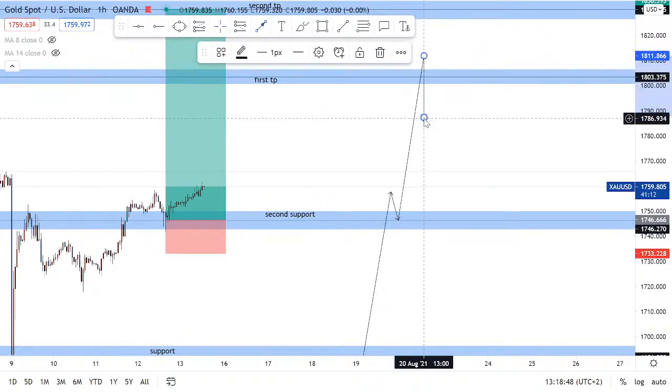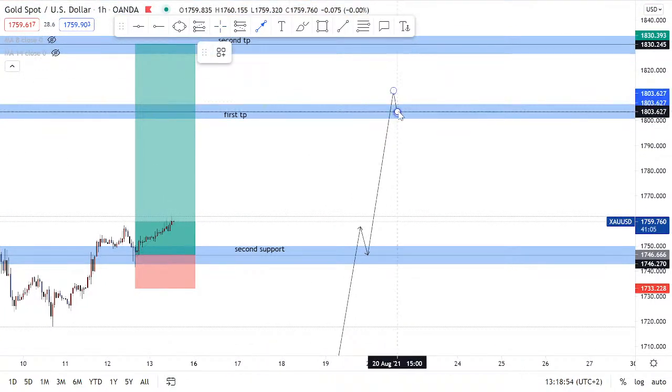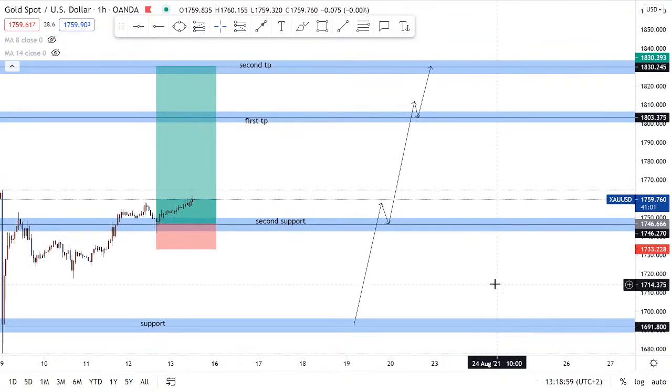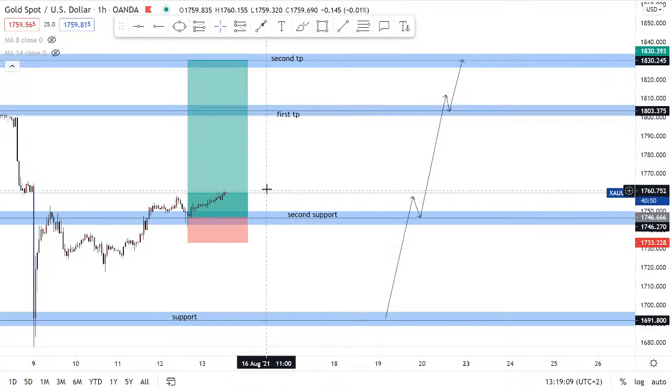Maybe if you want to, scale in with more positions on the retest of this area. After retesting this area, this is gonna be our final TP, and from now on, that's where we're gonna be looking to see what's gonna happen next. That's where we're gonna be looking to see what the next move is, guys.